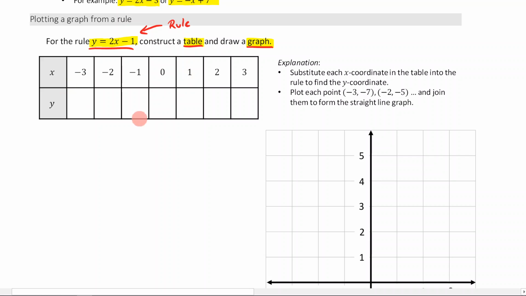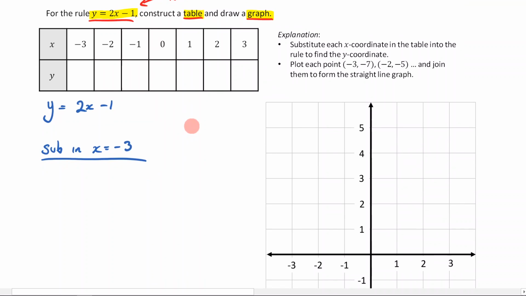So here is our table right here. We need to fill it out based on our rule. So our rule is y is equal to 2x minus 1. And using the rule, we need to fill out this table. So in other words, we need to figure out, well, when x is equal to negative 3, what is my y going to be equal to? To do this, you sub in x is equal to negative 3 into the rule, and then you'll get your y value out. So let me show you how this works.